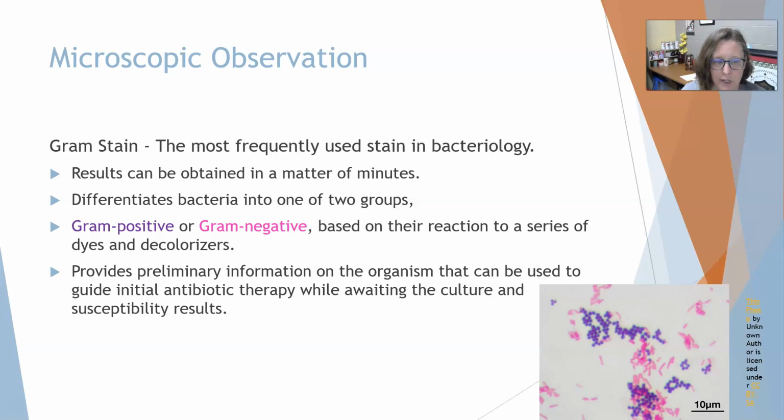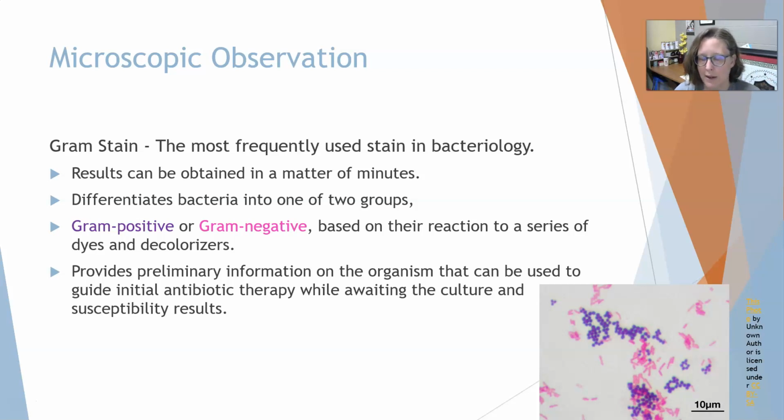It can differentiate bacteria into one of two groups. They are either gram-positive or gram-negative. If they stain this deep purple color, they're considered to be gram-positive. If they stain the pink counterstain color, they are gram-negative. That provides a preliminary classification of those bacteria into two different groups.